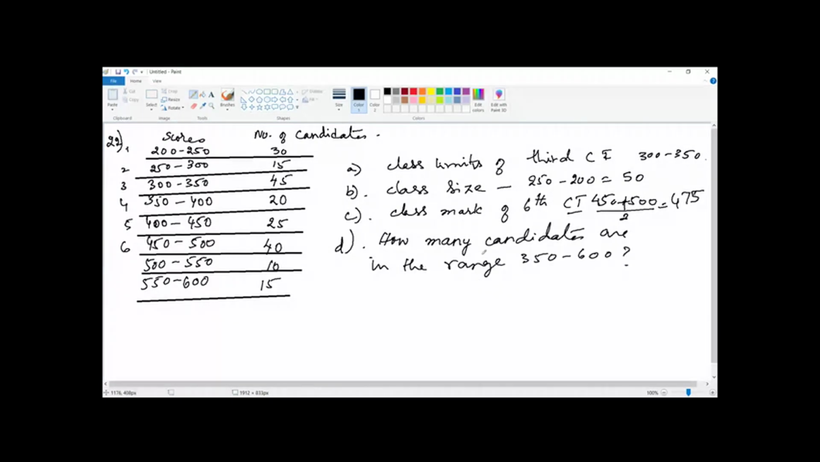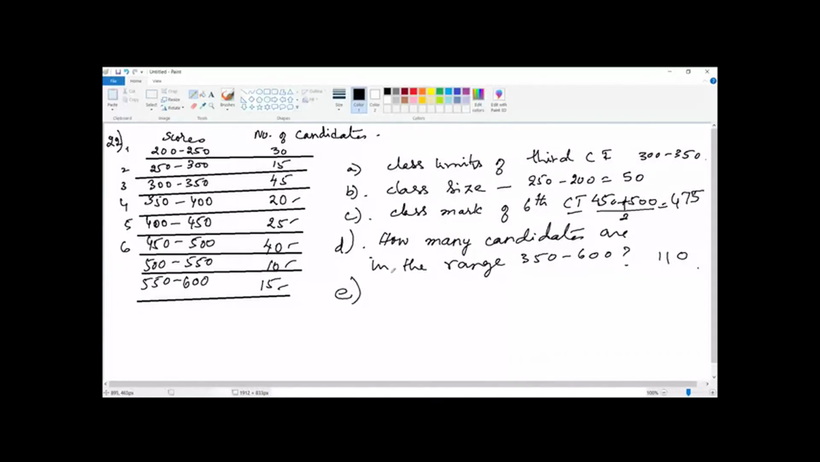Next question. How many candidates are in the range 350 to 600? How many are in that range? You have to add 110: 25, 40, 10, 15. So 110.